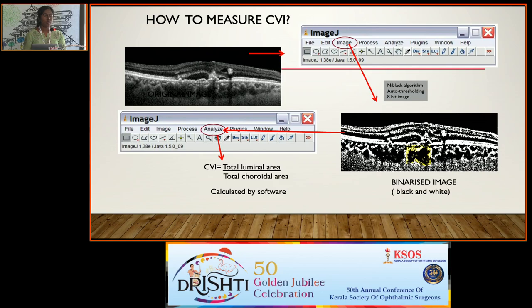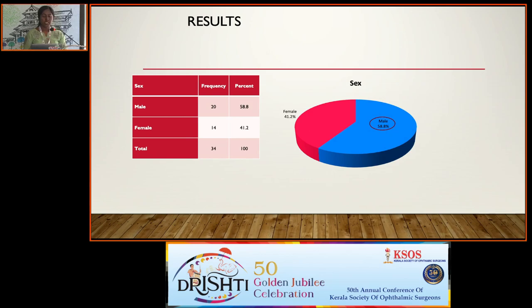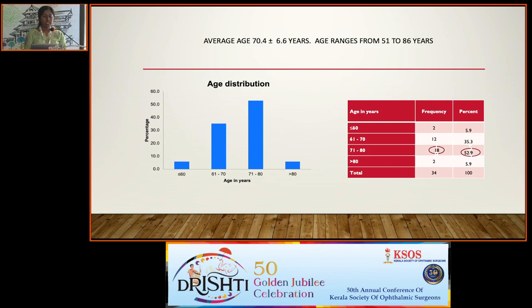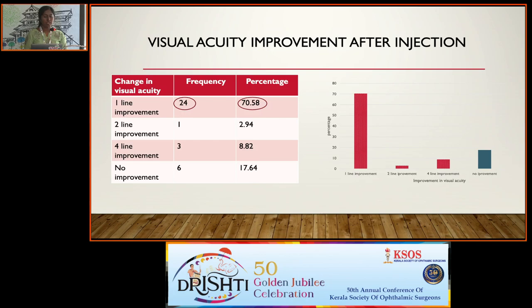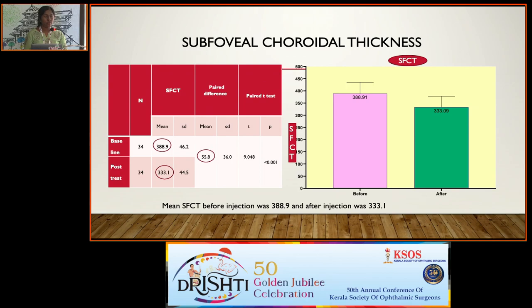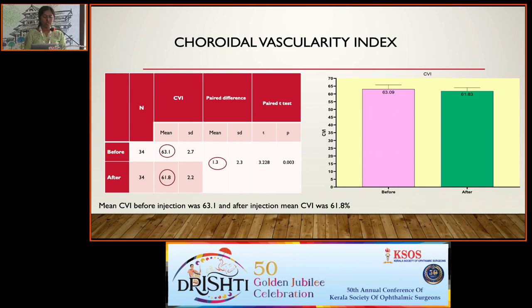Coming to results of our study, majority of the patients in our study were male. Most of the patients in our study belong to age group of 71 to 80 years. Most of the patients had one line improvement. In our study, there was a reduction in subfoveal choroidal thickness from 388.9 to 333.1, which was statistically significant. And choroidal vascularity index also showed a reduction from 63.1 to 61.8, which was also statistically significant.